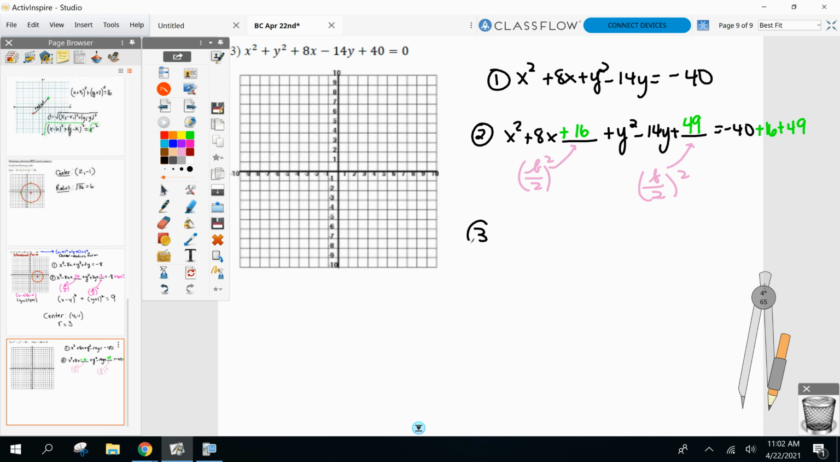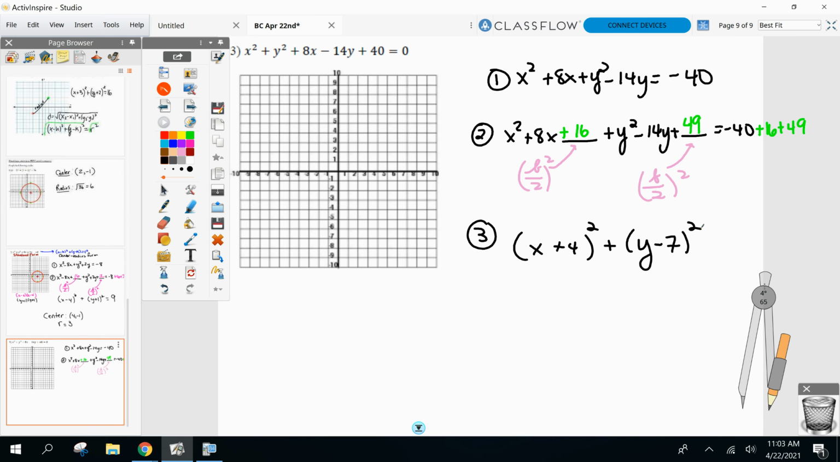All right, now we make it look like center radius form. X squared plus 8x plus 16, what would that factor into? Remember, when we're doing completing the square, those numbers should be the same. 4 and 4, so x plus 4, all squared. And then y squared minus 14y plus 49. Minus 7, right? So y minus 7, all squared.